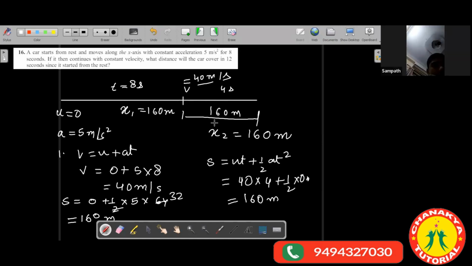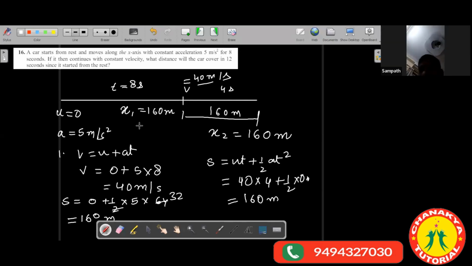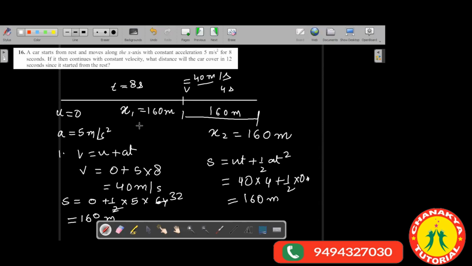Sir, 20 meter. 320 meters. So now this question was a little bit different from the previous questions. You have to see what formula to be used. You also have to use your logic that it has attained a velocity of 40 meter per second and continues to move with a velocity of 40 meter per second. So this should be the initial velocity for the remaining part of the journey.